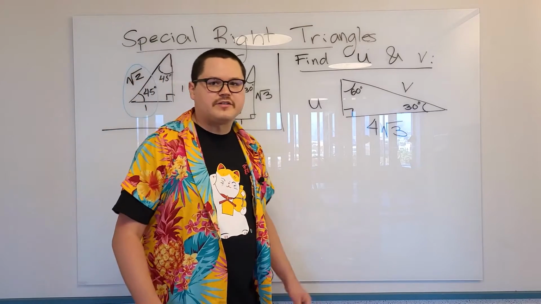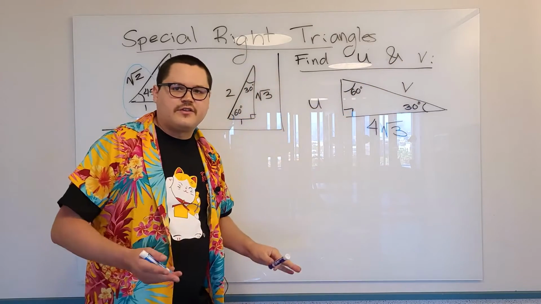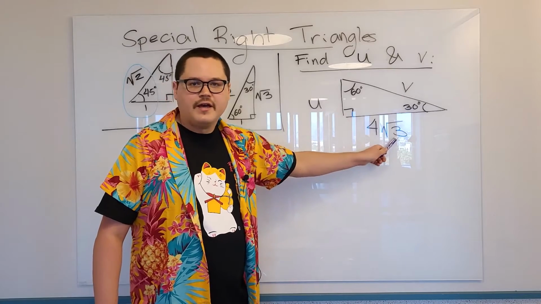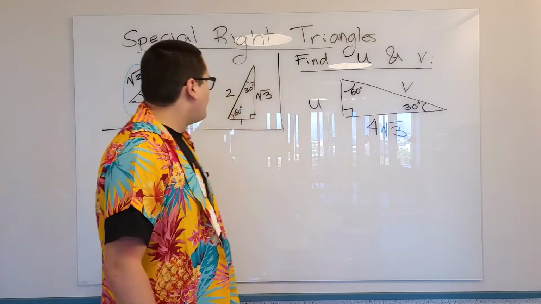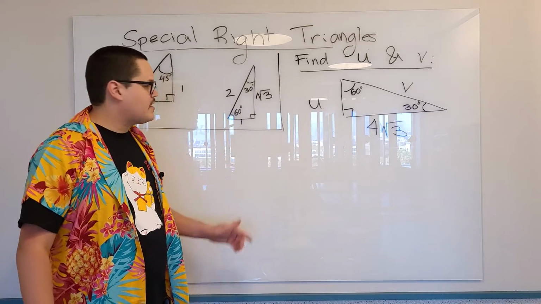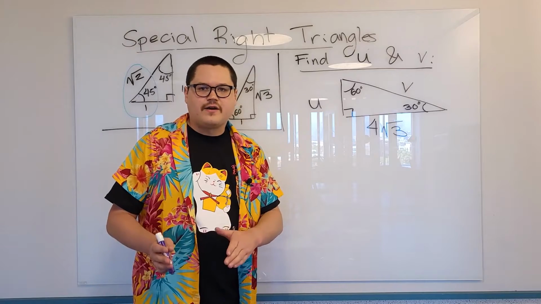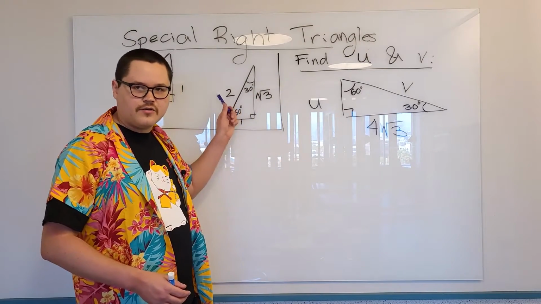Well, next question. We've got to find u and v. These are the unknown sides of the triangle. We're given this side is 4 root 3. We don't know u and v. Okay, well, we know from our picture that the sides of a 30-60-90 triangle are in the ratio 1 to square root of 3 to 2.